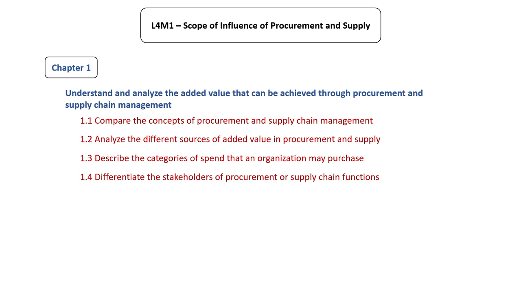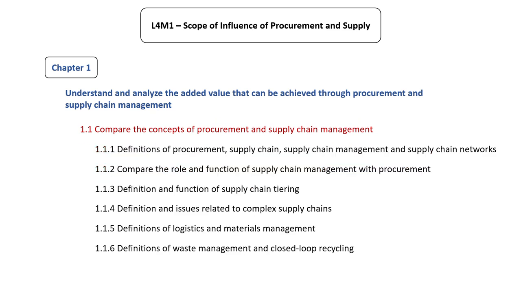Today we will start explaining the first topic. 1.1 Compare the concepts of procurement and supply chain management. The first topic consists of 6 points, as we mentioned earlier. The first point, 1.1.1 Definitions of procurement, supply chain management, and supply chain networks. The second point, 1.1.2 Compare the role and function of supply chain management with procurement.